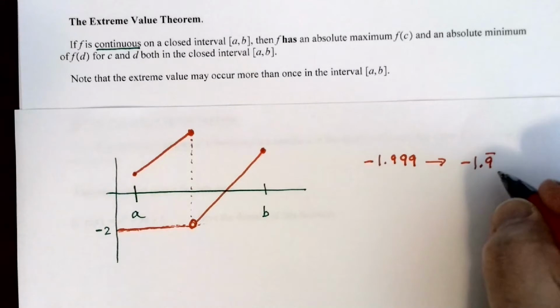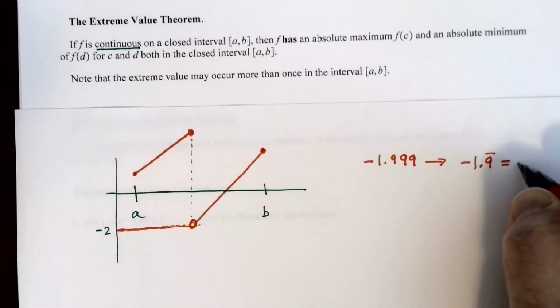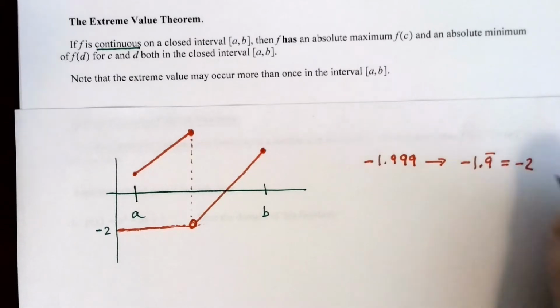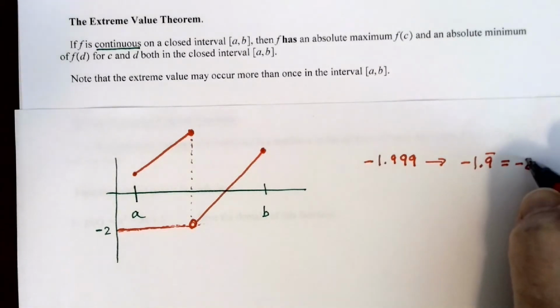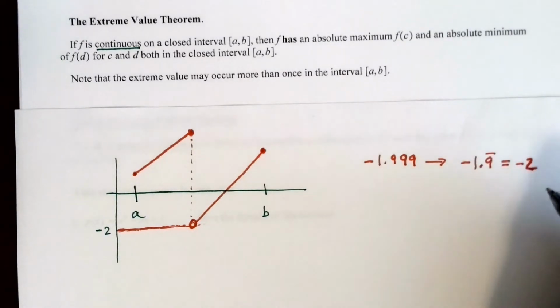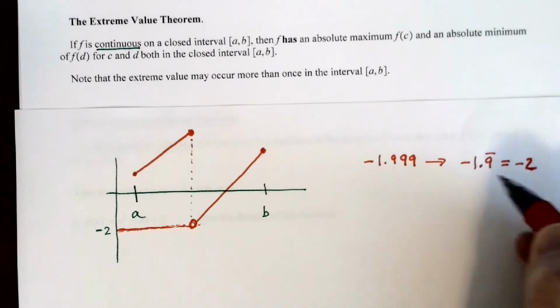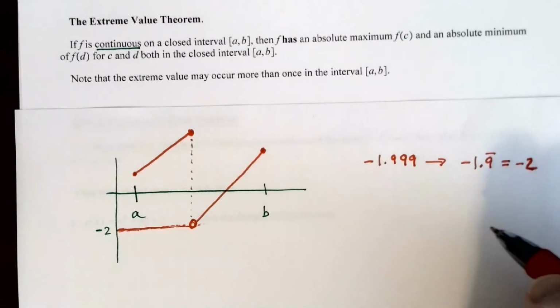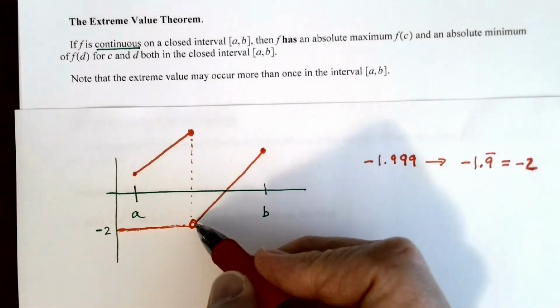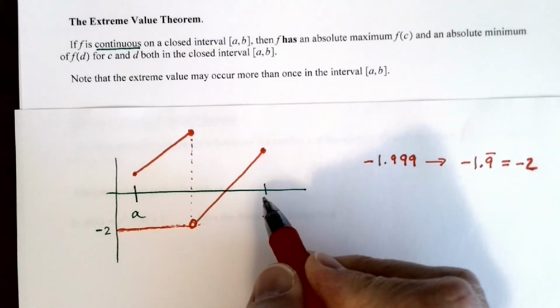Well, without talking much about this, I don't want to confuse anybody too much, but this number is -2. And I can prove that to you. You can come during my Zoom session and we'll talk a little bit about that. But it is actually the same thing as -2. Bottom line is we don't have a minimum value for this function on the interval from A to B. Okay.